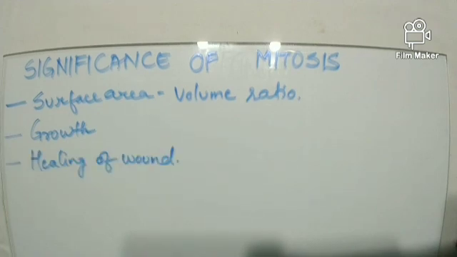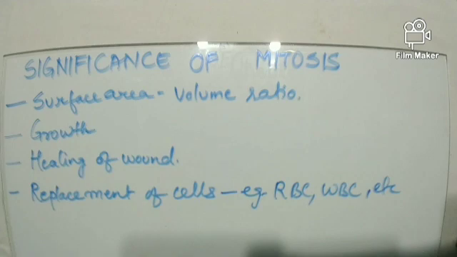Mitosis also helps in healing of wounds. Whenever we get cut in any part of our body, what happens? Within a few days it gets healed. So the cells are rapidly dividing and replacing the damaged cells.